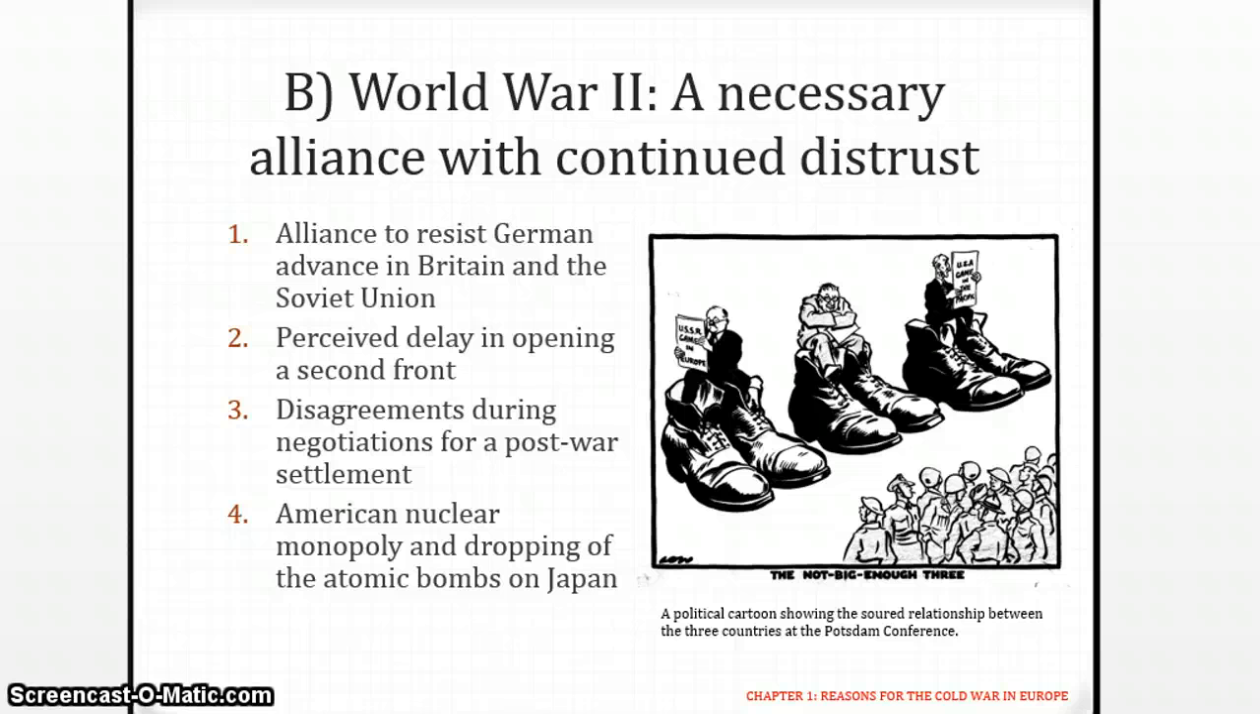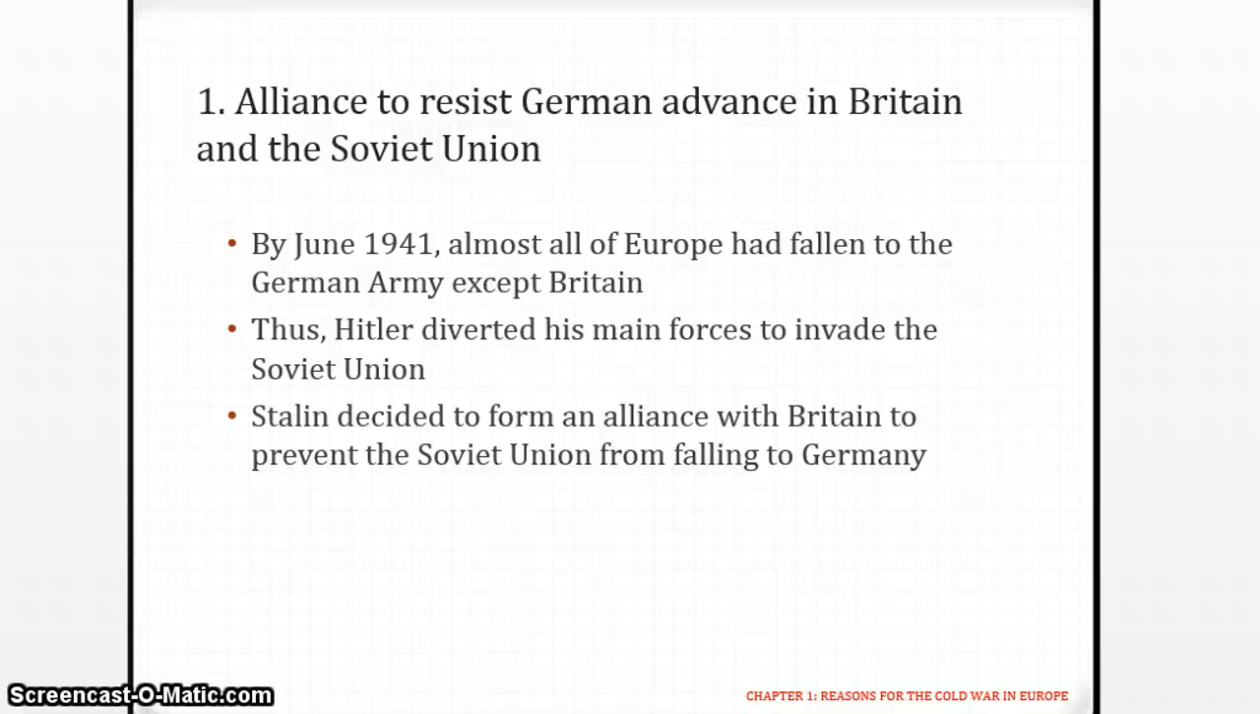Okay, and this one you should have learned all about in last year's syllabus. Alright, so the alliance to resist German advance in Britain and the Soviet Union. Basically, Hitler was the main guy that they wanted to get rid of. He managed to anger the rest of the entire world, except for his allies such as Japan.